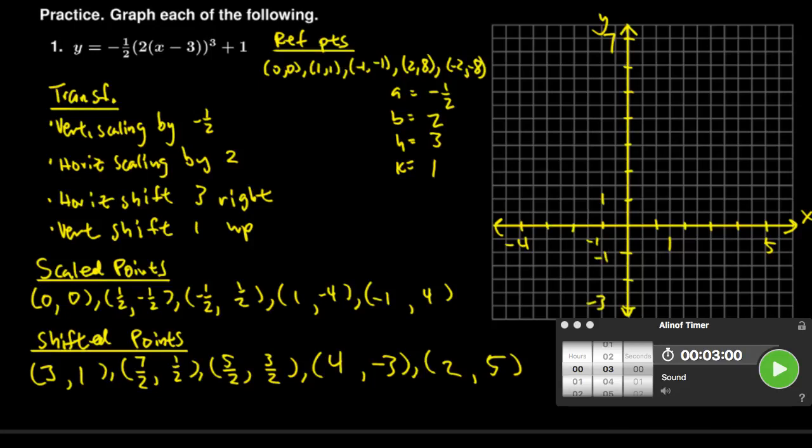Okay, so let's say we have 3, 1, 3.5, 1/2. Then we have 2.5, 1.5, 4, comma negative 3. And then 2, comma 5. Ooh.